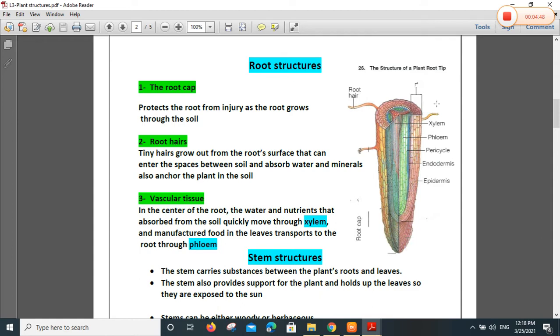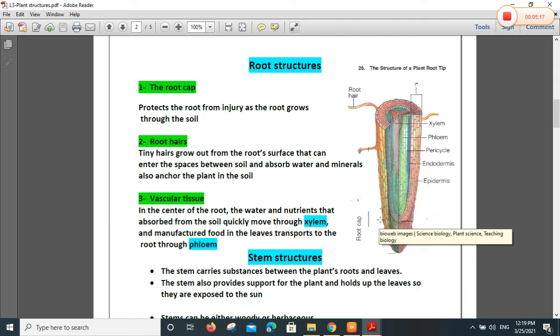Number 2, we have root hair. Look at the hair. Tiny hairs come from the root or grow from the root surface, enter spaces, absorb water and minerals, and also anchor the plant in the soil. So easy. Root cap and root hair.